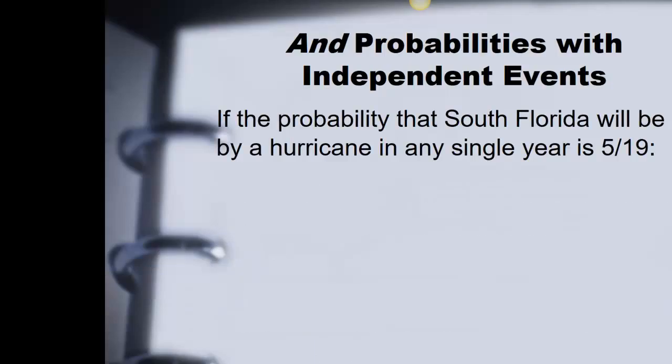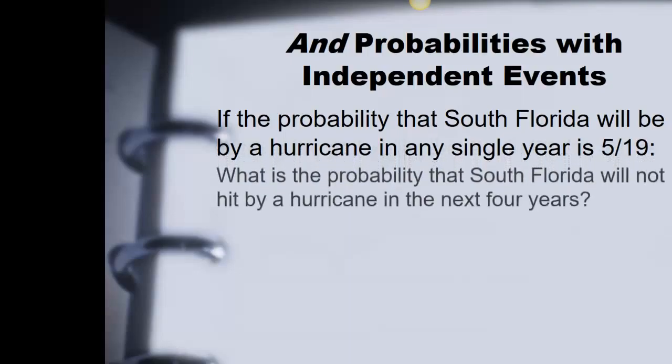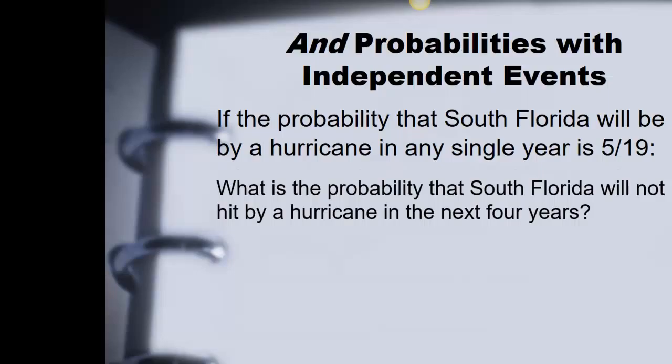Next example, if the probability that South Florida will be hit by a hurricane in any single year is 5 over 19. We have that again. Here's our question. What is the probability that South Florida will not be hit by a hurricane in the next 4 years?